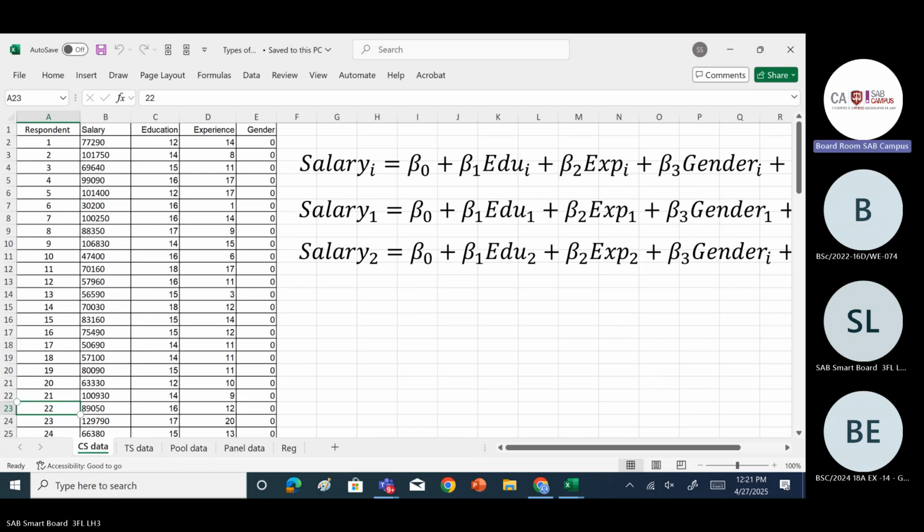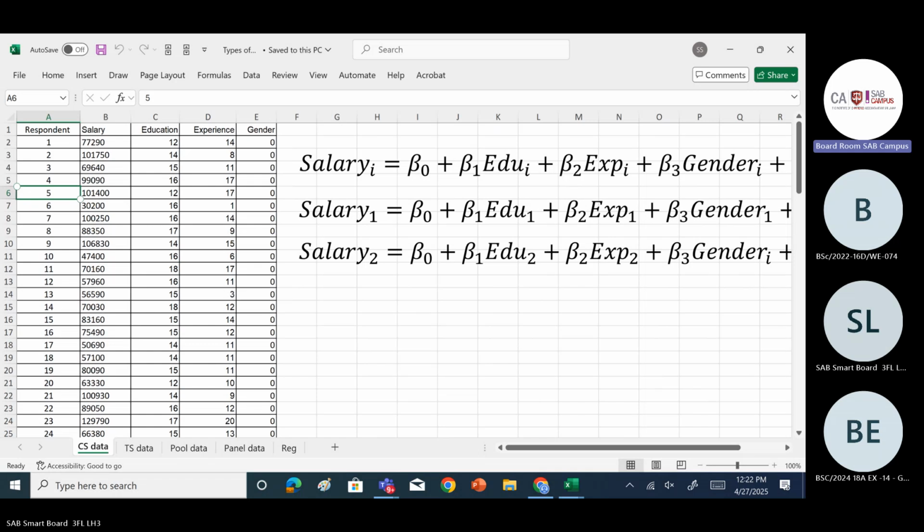How education, experience, and gender impact the salary of the individual. So you can take it as determinants of salary, or factors affecting the salary, or the impact of education, experience, and gender on the individual employee's salary. So based on the variables you can come up with the research topic. I hope it's clear to you.